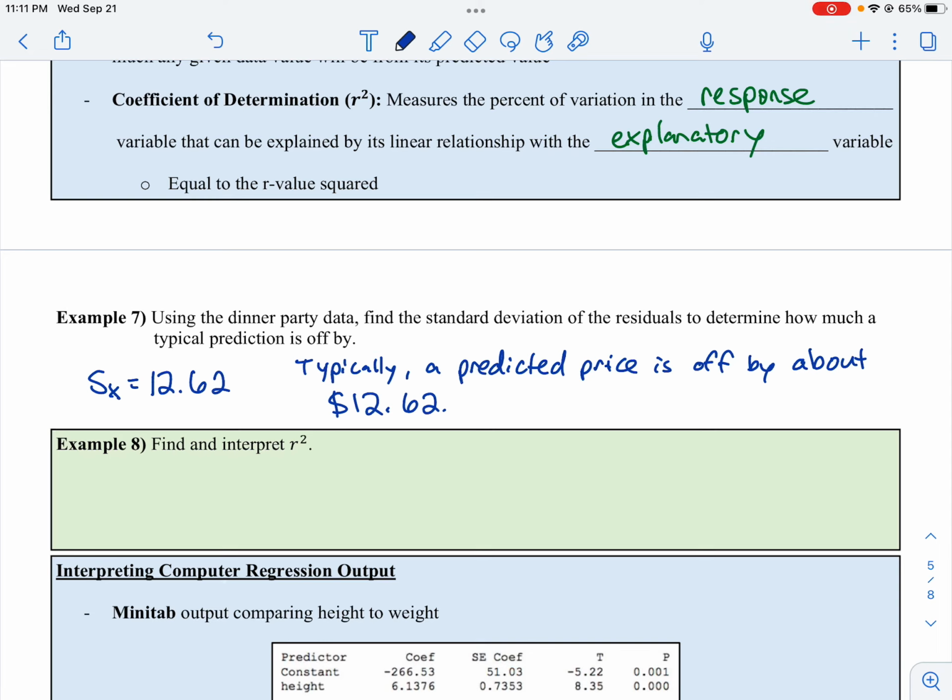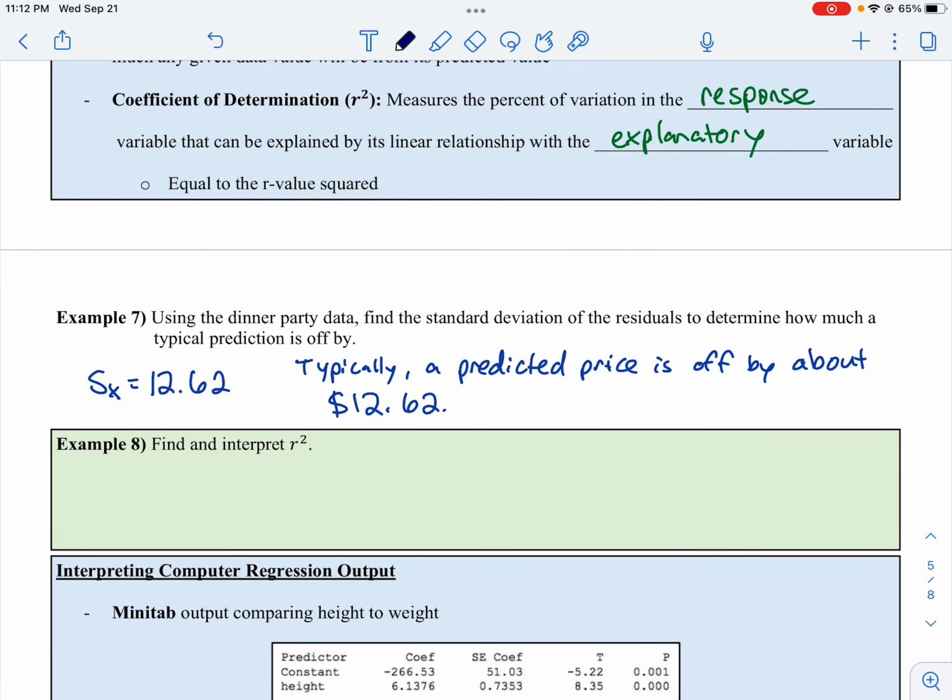So not the greatest, right? I guess it depends on your party size. If you've got a lot of people, being off by $12 on a large bill isn't that great. But on a smaller party where there's only maybe 3 or 4 people, to be off by $12 isn't the best. But remember, it's basically taking all possible values within our data set. Big parties, small parties, everything.